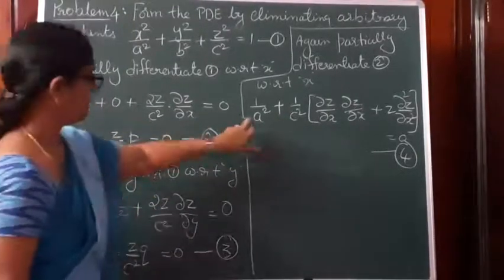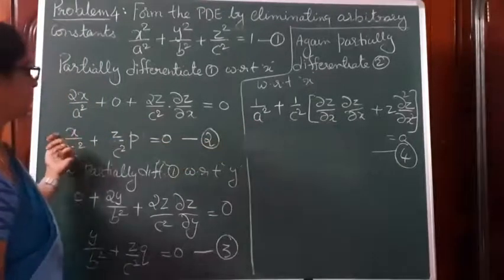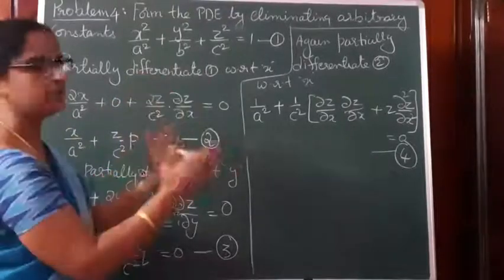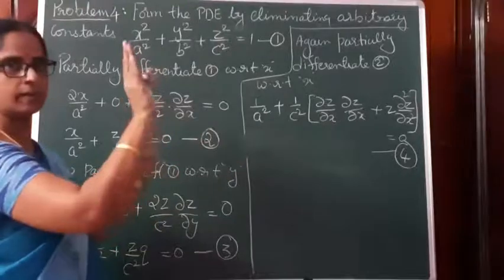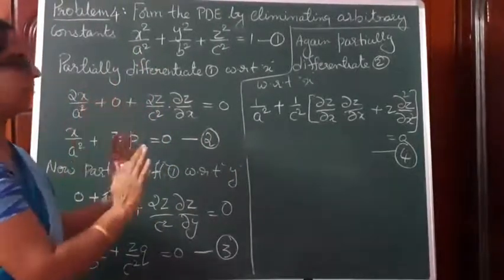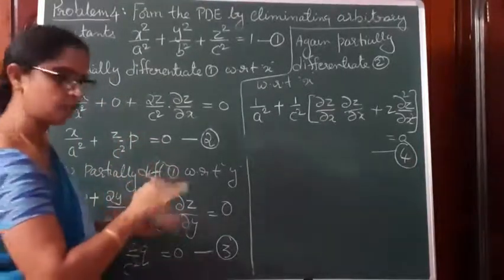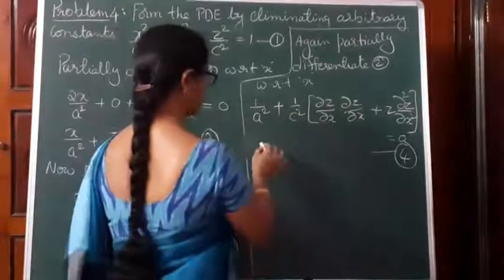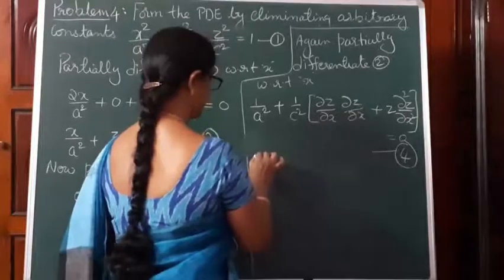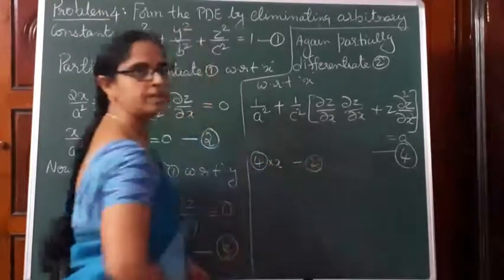So if we multiply equation 4 with x and subtract from equation 2, this x by a square term will go off. And we have 1 by c square into something is equal to 0. So that c square also goes to the right hand side. So we are left with an equation which does not contain any arbitrary constants. So that is what we are going to do here. What is our plan now? To multiply equation 4 with x, and subtract this from equation 2.